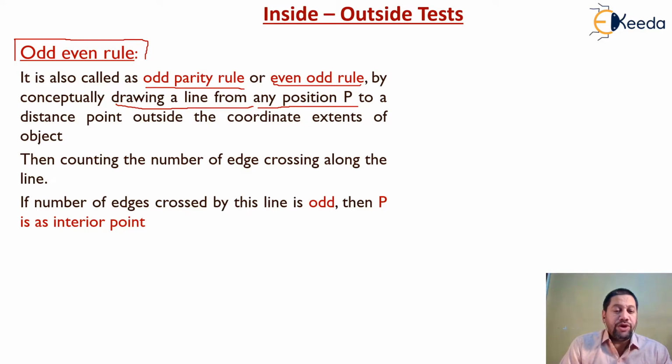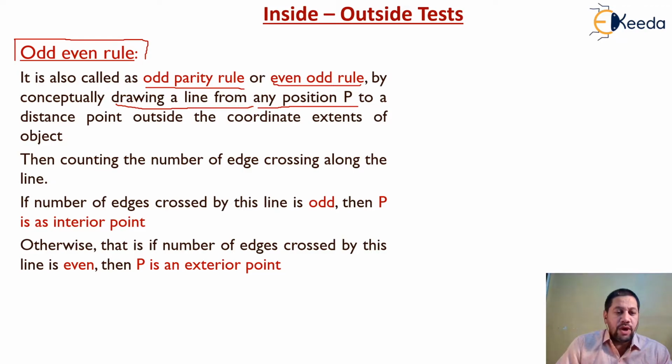Then counting the number of edges crossing along the line. What I have to do after drawing this line, after drawing a line from the point P, which is inside, to a distant point outside the coordinate extent of the object, means outside the object. After that, I have to count the number of edges crossing along the line. We have to find out the number of edges it is crossing along the line.